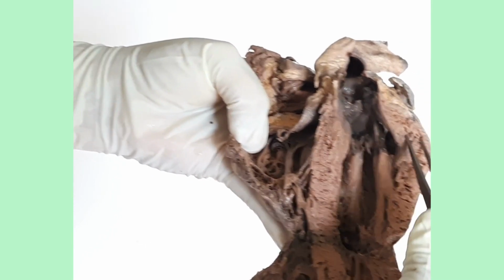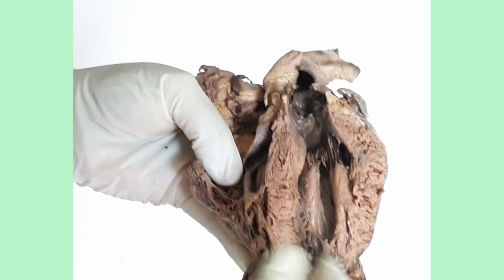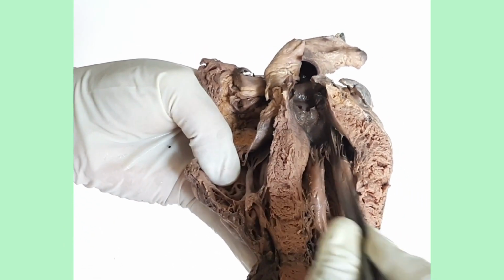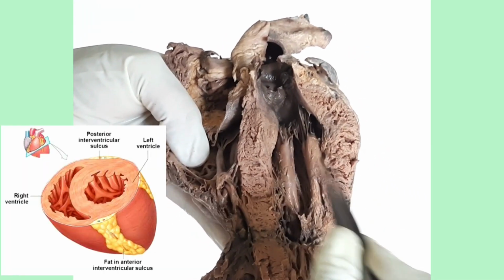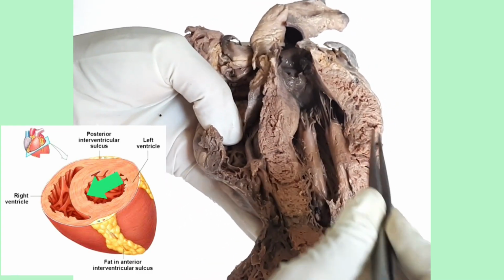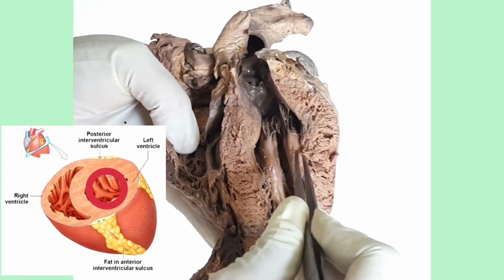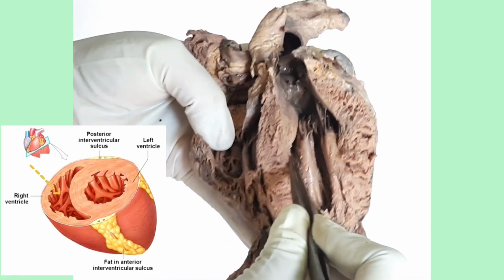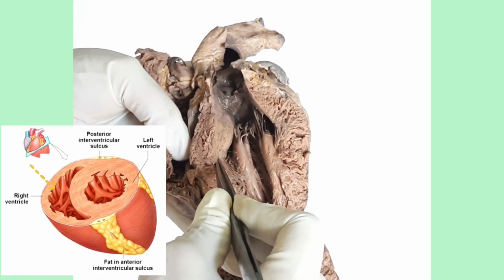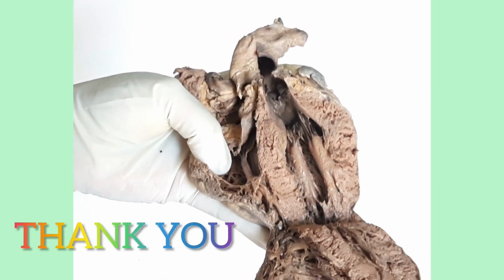It measures about 8 to 12 millimeters in thickness, and the interventricular septum, because of the pressure within the left ventricle, is pushed towards the right ventricle, so that in cross section the cavity of the left ventricle appears circular, while the cavity of the right ventricle appears crescent shaped. So that is about the interior of the left ventricle.